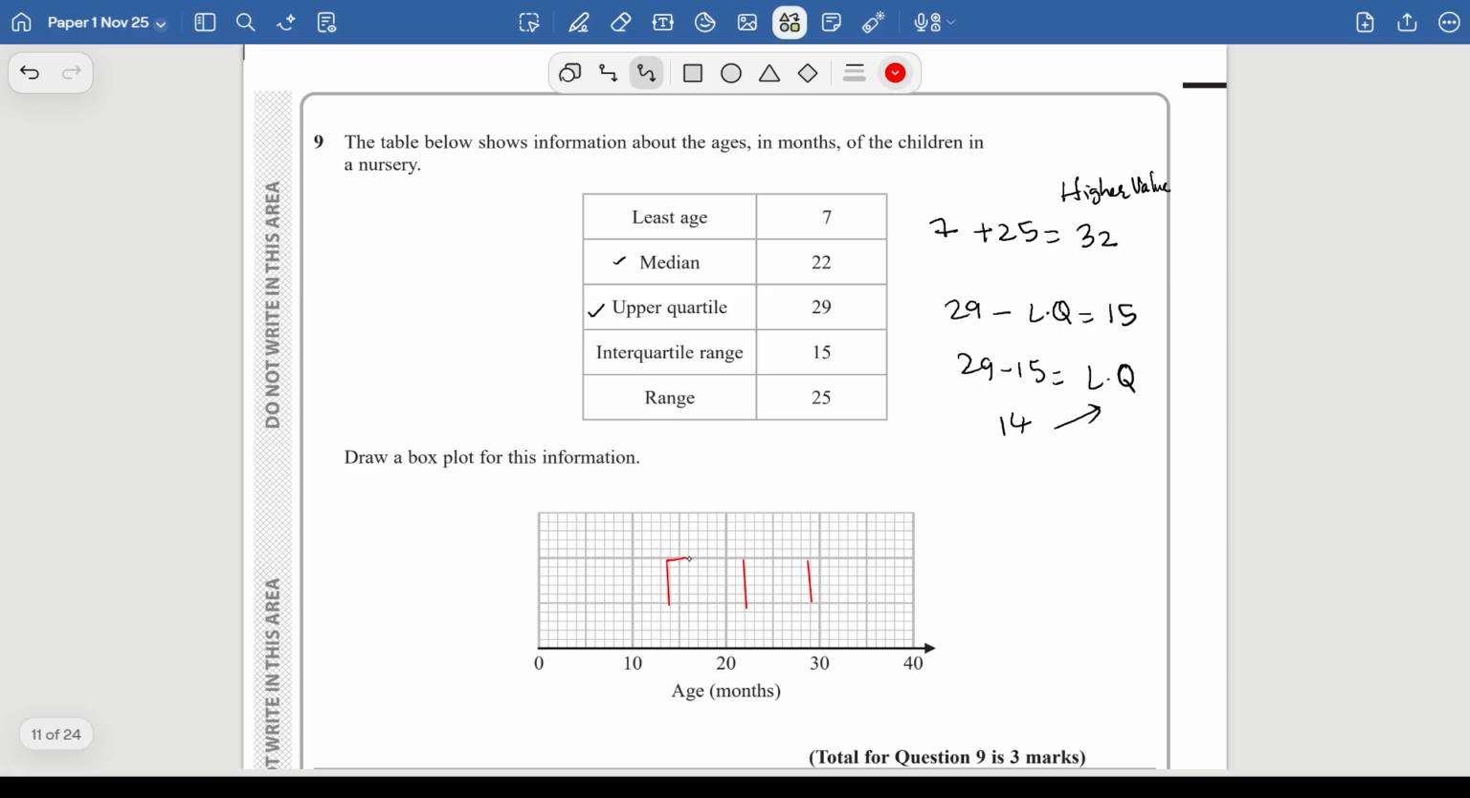And then I can join them to make the box. For the least value, which is 7, 5, 6, 7, that goes in here. And the highest value is 32, that's here. So that's a box and whiskers plot.